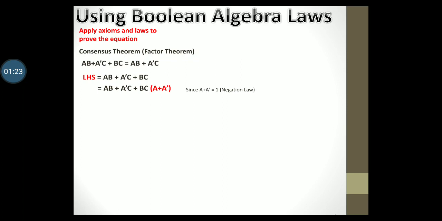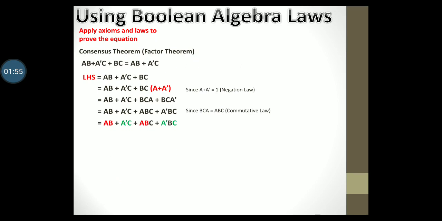Now I'll open out these brackets to get the following equation. I will rewrite the equation as follows. Notice that BCA is made equal to ABC and BCA bar is made equal to A bar BC. This is done using the commutative law. Also, I like arranging the variables in alphabetic order because it becomes easy to filter out common terms. Now, if you look at this equation very carefully, there are some common terms, namely AB and A bar C, which is highlighted in red and green respectively.